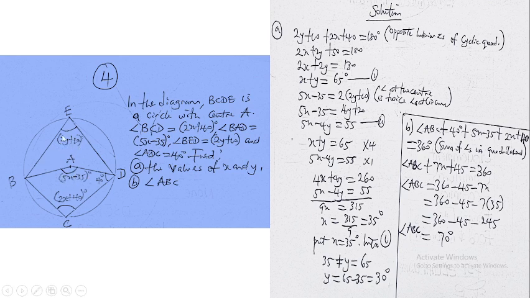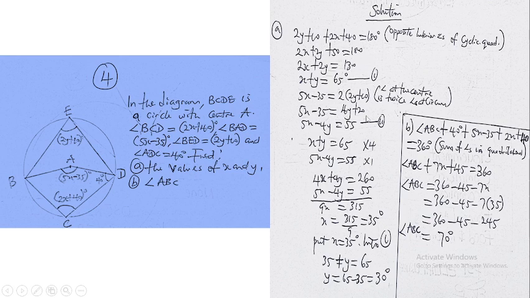Angle at the center is twice the angle at the circumference, and that's what we have here: 5x minus 35 equals 2 into 2y plus 10. If you open the bracket, we have 5x minus 35 equals 4y plus 20. We can also collect like terms: 5x minus 4y, then take minus 35 to the other side, that means 20 plus 35, which gives us 55. So we have another equation in terms of x and y.